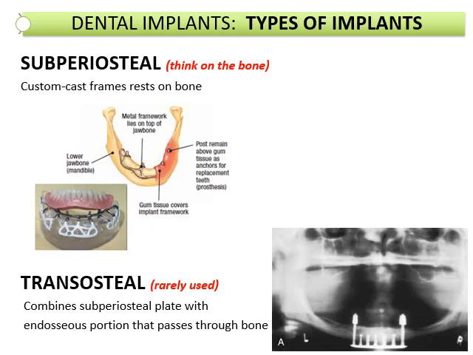Really, the only thing you need to know about that one is that it exists. So if you take a pano and happen to see those wire fittings placed right over the bone, you know that's what type of implant it is. Just think of it as sitting on the bone.